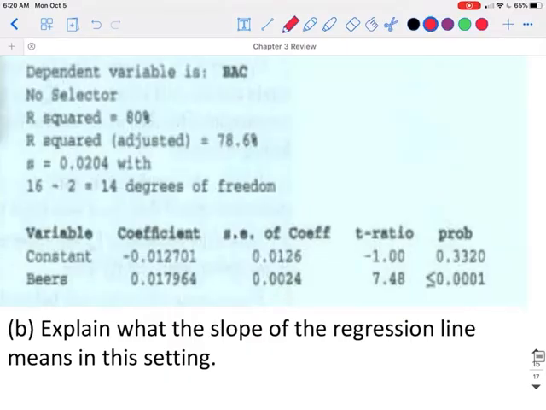Explain what the slope of the regression line means in this setting. Now remember, this was our slope, so this tells us that we predict for every additional beer a person drinks, we expect their blood alcohol content to increase by 0.017964.